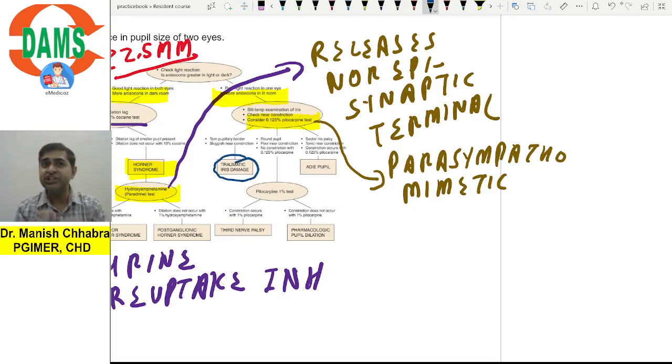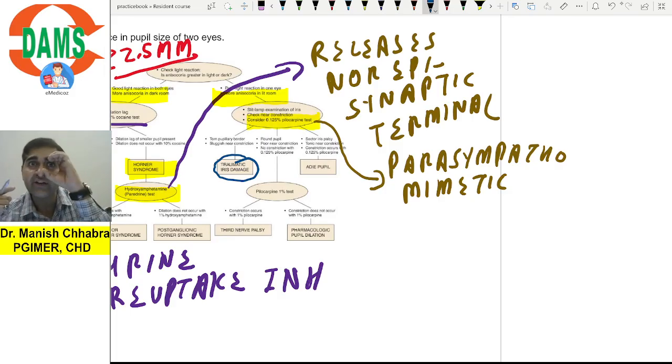Yes, and there is a condition which we have discussed in the previous video, that is Adie's pupil. In Adie's pupil, there is denervation hypersensitivity. Because of the denervation hypersensitivity, the receptors are hungry. They are waiting for the stimulus. As a result, the moment you put just 0.125% eye drops, it is going to swiftly constrict the pupil. You are going to use pilocarpine 0.125% eye drop in both the eyes.